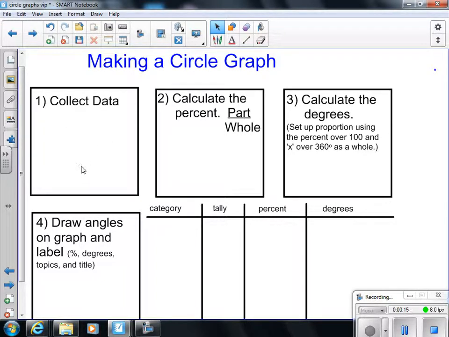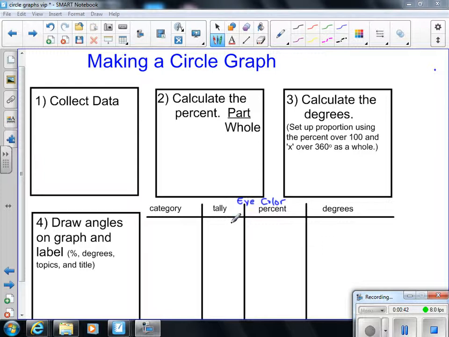Sometimes I will give you the data and you won't have to actually collect it. The second step is we have to calculate the percent, or we know the part out of the whole. The third step is then we need to calculate the degrees, and I'll show you how to do that in just a moment. Then we're going to draw our angles on our circle graph and label them. And this gives you specific details as to how to label.